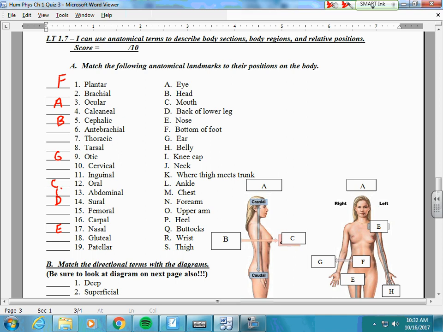H, the belly would be abdominal. The kneecap would be patellar. Neck is cervical. Where the thigh meets the trunk, K is inguinal. Ankle, L, tarsal. Chest would be thoracic. Forearm, N, would be antebrachial. And upper arm, O, that would be regular brachial. And heel would be calcaneal. And the buttocks would be Q, that's gluteal. Wrist would be carpal, and thigh would be femoral. So those are the landmarks.